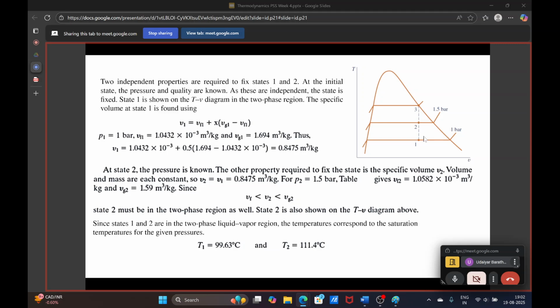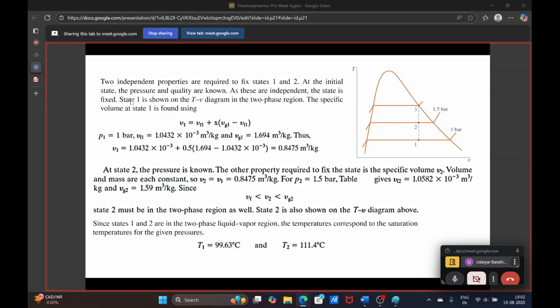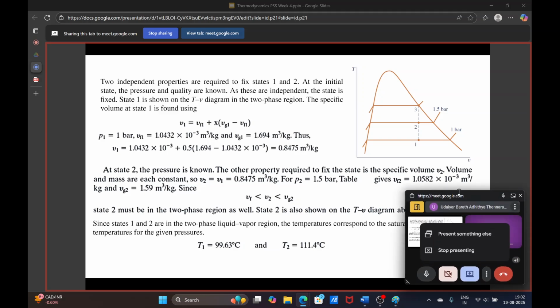So first, what we know is your volume is constant. First we will find out the specific volume at state 1. Since we know the vapor fraction is 0.5, we can estimate the specific volumes of saturated vapor and saturated liquid corresponding to 1 bar, and using that we can find the specific volume at 1. I'll just show one example of how to estimate from the chart.